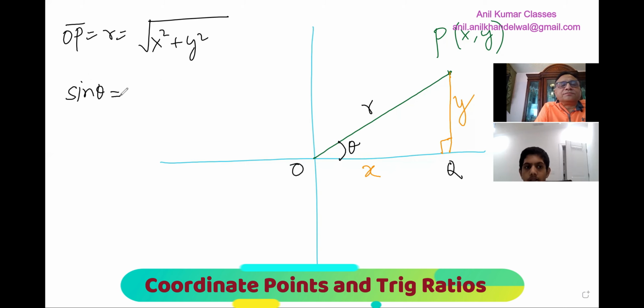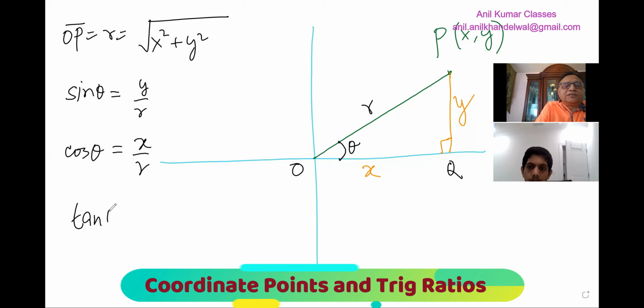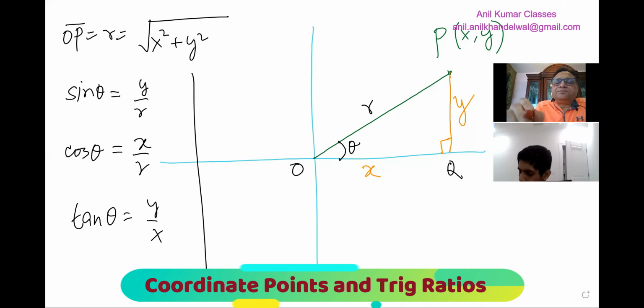Y over R. What is cos theta equal to? X over R. And what is tan theta equal to? Y over X. Is that clear to you? Now let us consider another triangle where the point P is at such a distance that R is equal to 1. So P is equal to, let us say, some point AB, right?